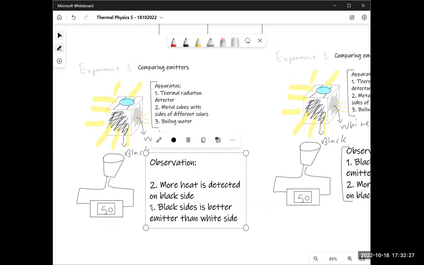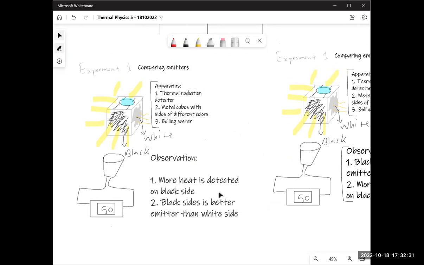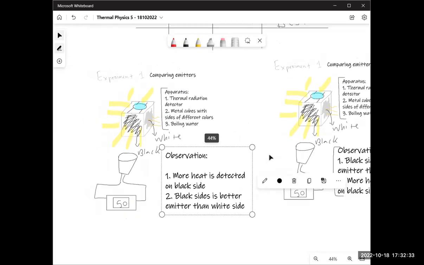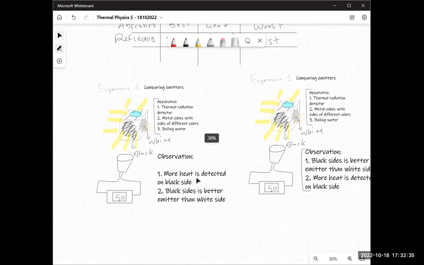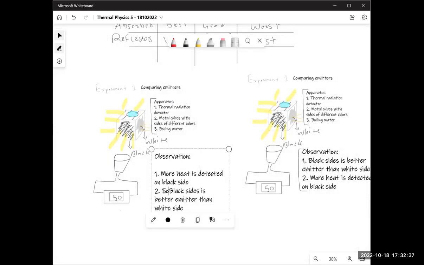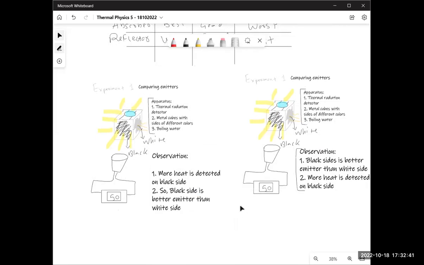Now tell me how much all of you have written. So, observation: black side is a better emitter than white side.